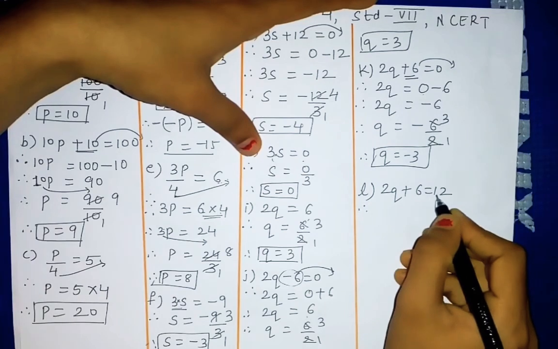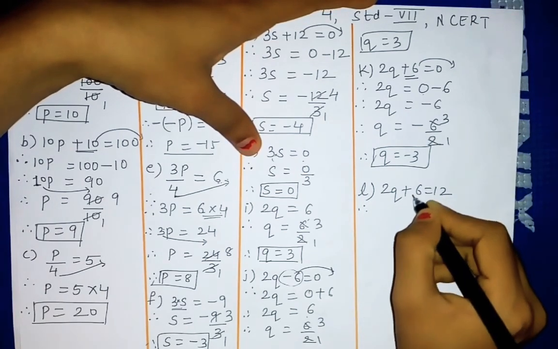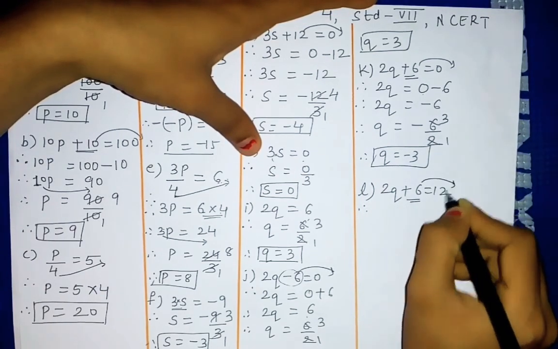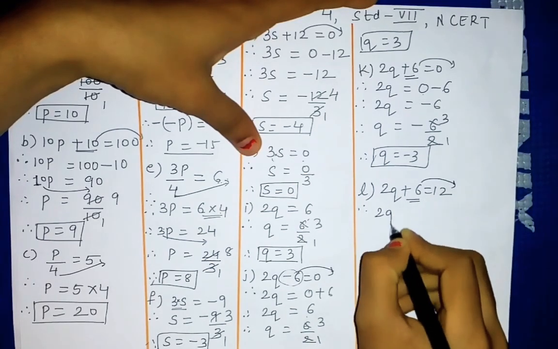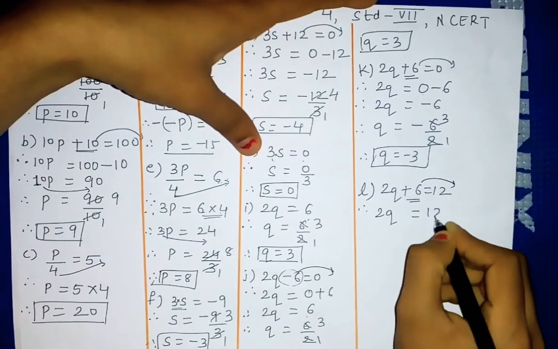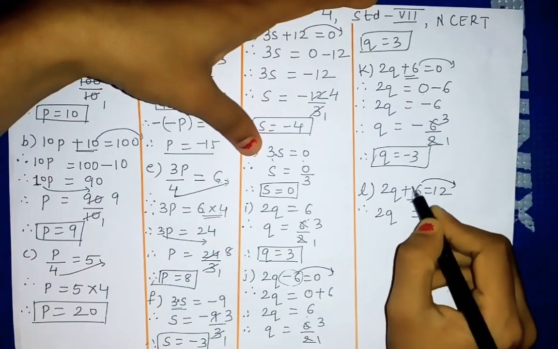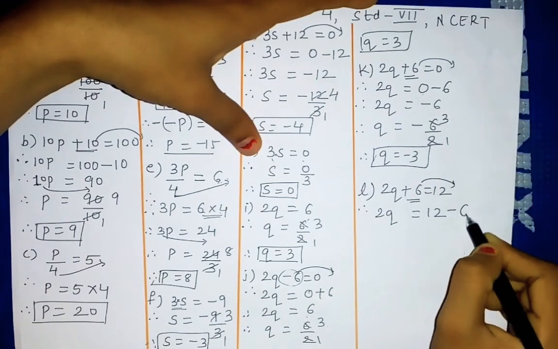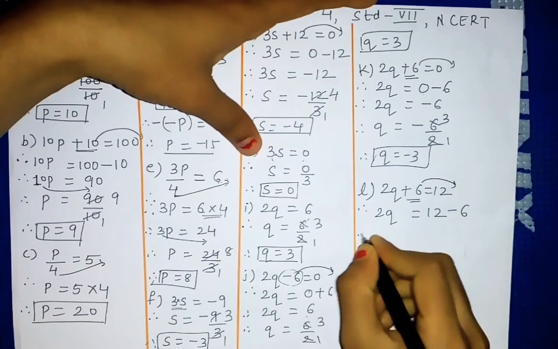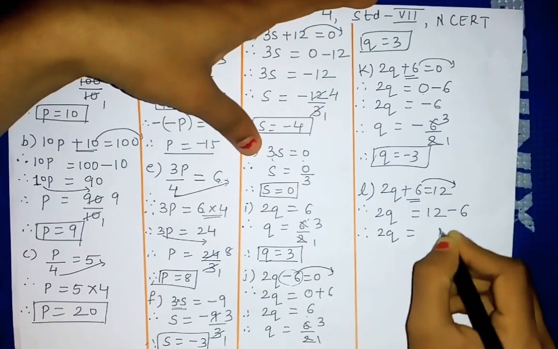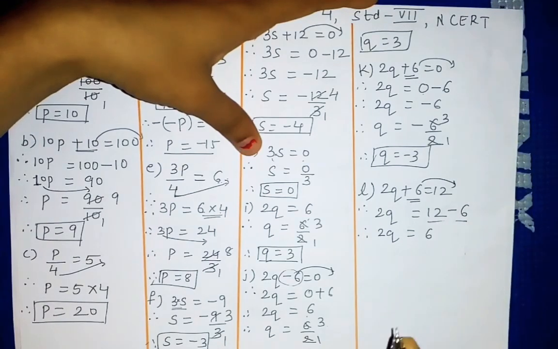2q plus 6 equals 12 is given. Now this plus 6 we will take to that side. So it will be minus 6. So this side 2q is left and this side 12 was there. Plus 6 we are taking there, so it will be minus 6. Now here 2q and this side 12 minus 6 is 6.